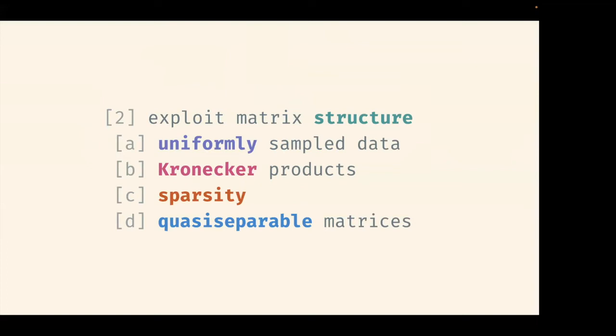And then my favorite kind is something called quasi-separable matrices, which is what I've been spending all of my life working on these days. But I'm not really going to talk about that at all. But it's a type of matrix structure that is broadly applicable and very, very fast.